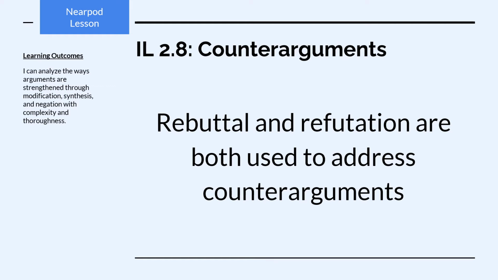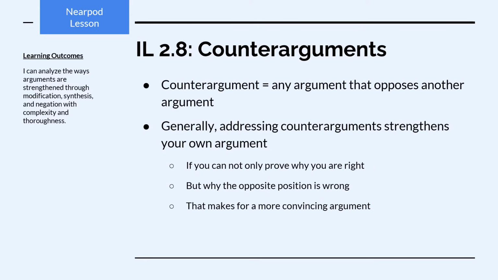Continuing with our notes, let's look at rebuttal and refutation. These are two devices that are used to address counterarguments. A counterargument is just any argument that opposes another argument. So if you bring up a counterargument in your essay, it would be an argument that opposes the argument you're arguing. Your argument, consequently, would be a counterargument to that argument. So it's just any argument that opposes another argument.